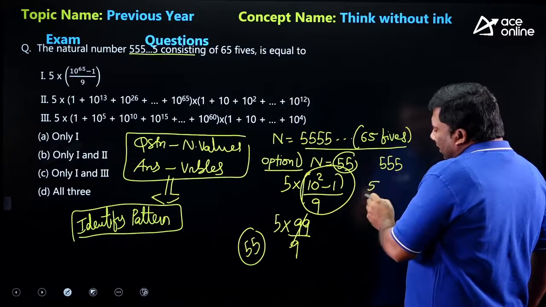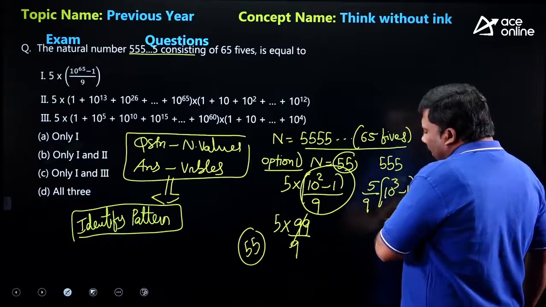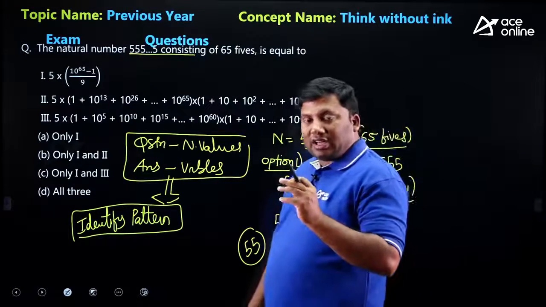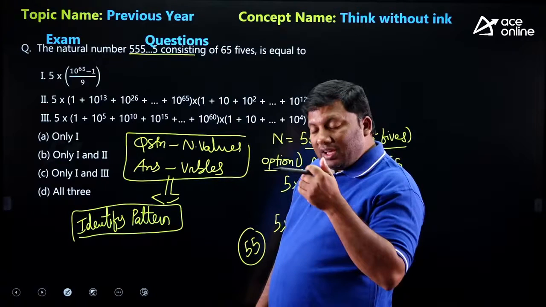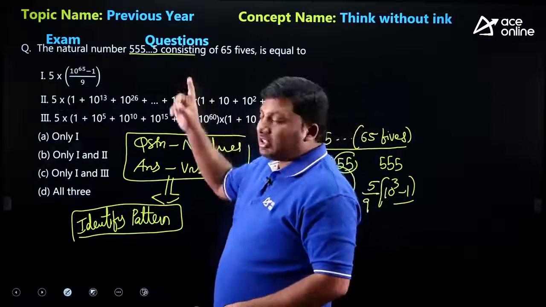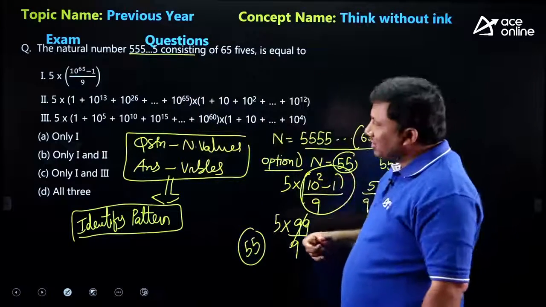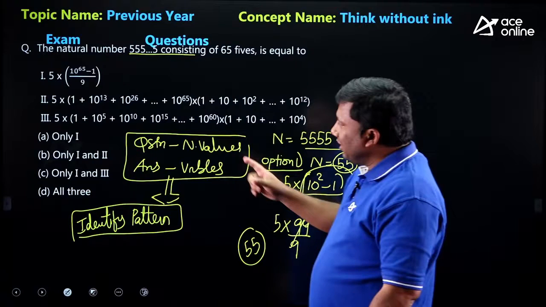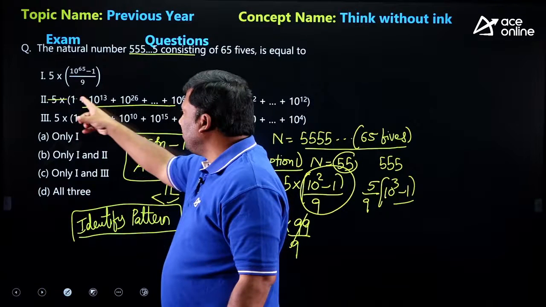If it is written 3 times, it is 5 by 9 into 10 cube minus 1. If 5 is written 10 times, 10 power 10 minus 1. If 5 is written 65 times, the answer will be less than 10 power 65. But the second option is 10 power 65 plus positive. It cannot be the answer.